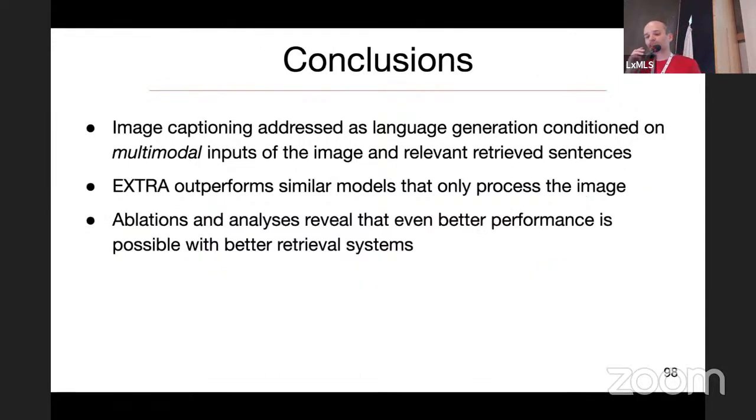And so in this part of the lecture, I've explained how we can address image captioning as language generation that's conditioned on multimodal inputs instead of just visual inputs. And these multimodal inputs come from retrieved sentences. This approach outperforms similar models that only process the image independently. And some of the ablations and analyses hopefully reveal that when better performance is found, it seems to be for reasons that kind of make sense about how the model is processing the data that's available to it.